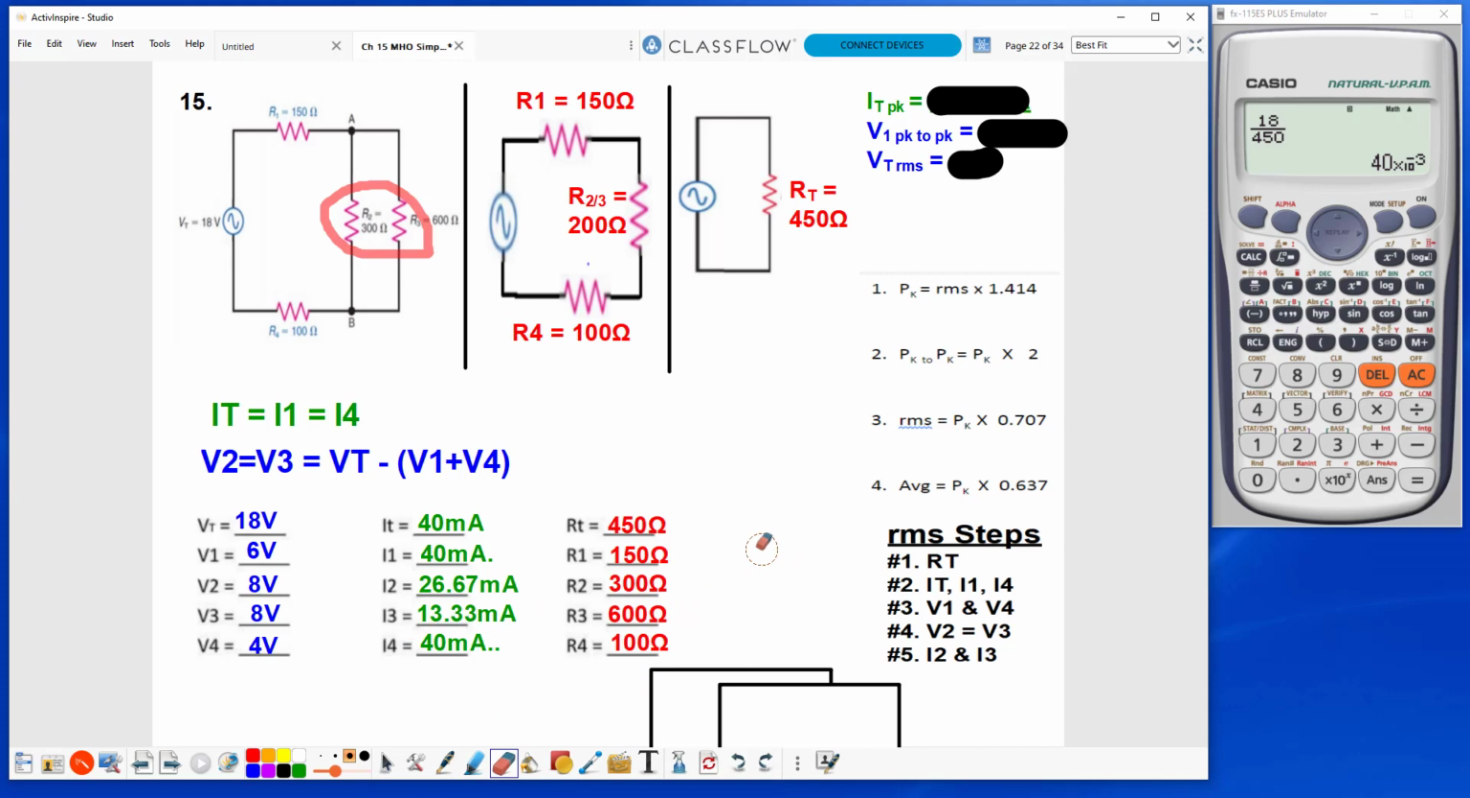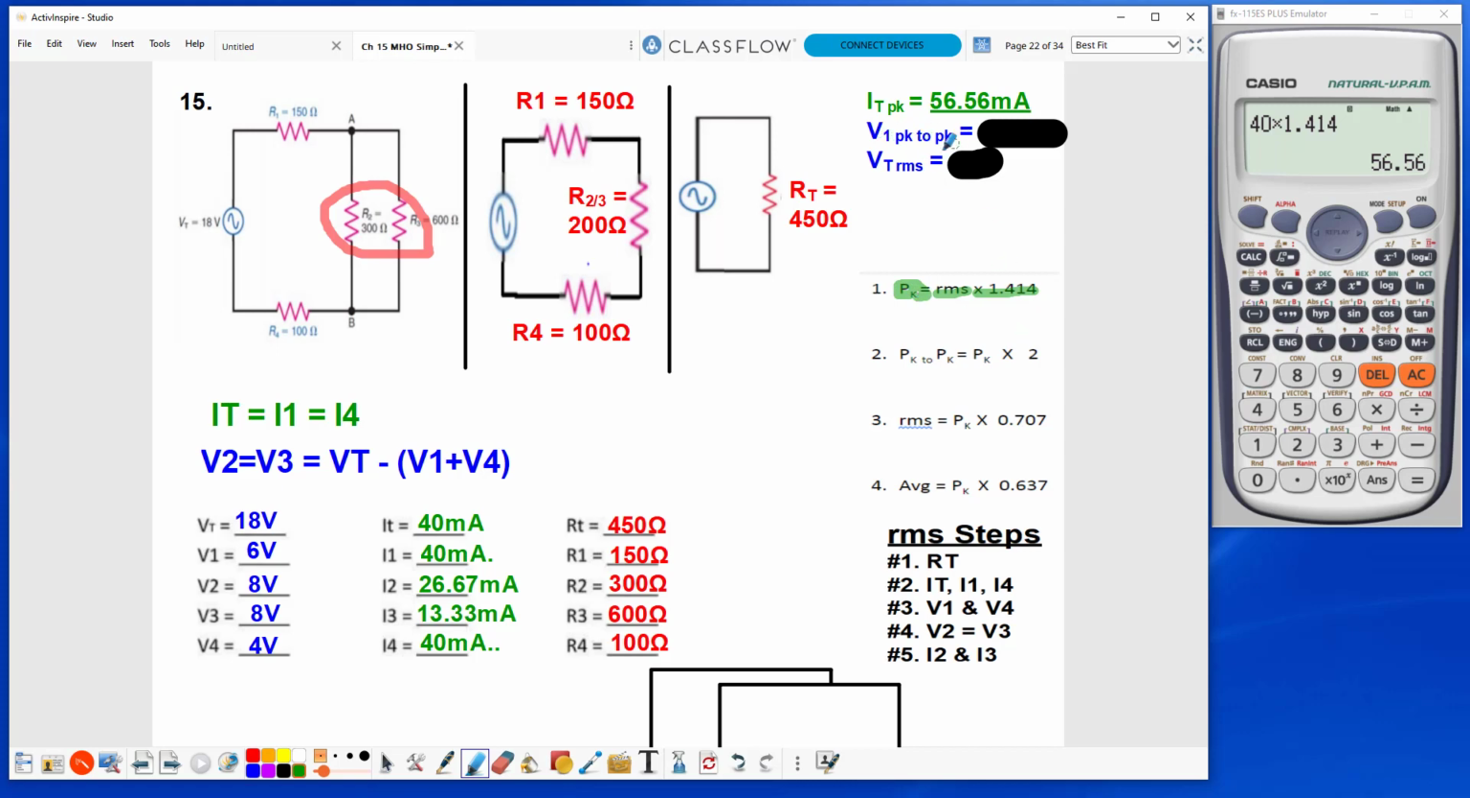Now I just have to find my AC values. So I'm first asked for IT peak. I have an IT of 40 milliamps, which is an IT RMS. So I take the 40 milliamps times 1.414, and this gives me my IT peak of 56.56 milliamps. I had an RMS value here, multiplied it times that to get the peak.